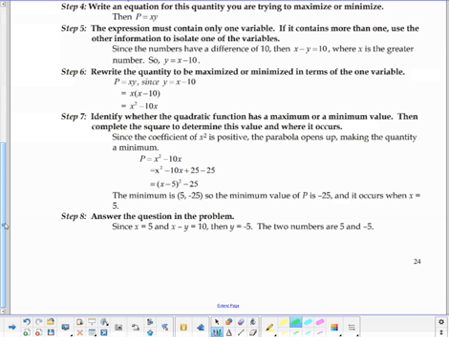Toughest part is making this equation. Once you get here, it's not so bad, especially if you know how to complete your square. So let's actually just jump into some problems.